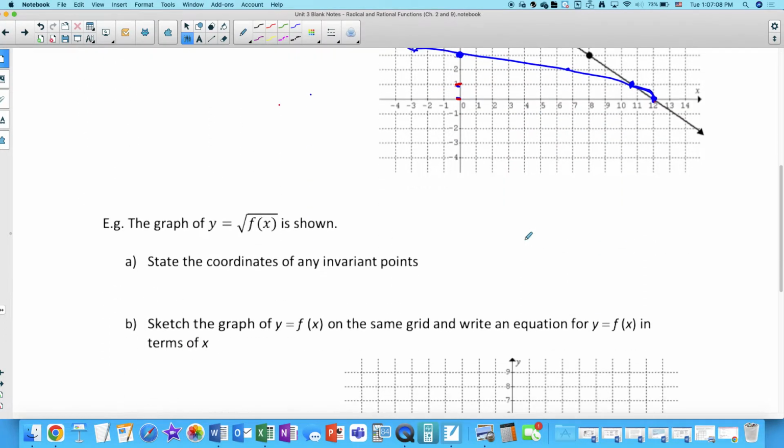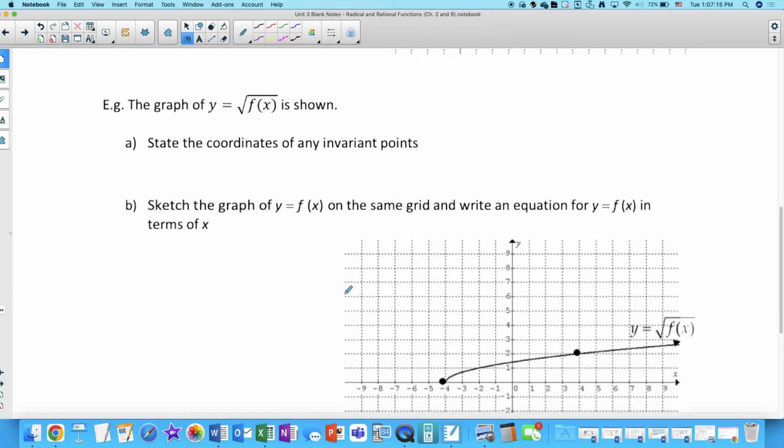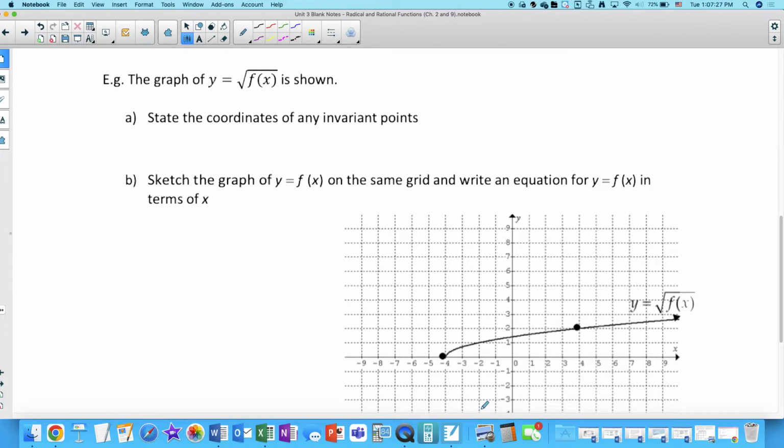Okay. So now we have another function, y equals square root of f of x. So we're given the radical function here. And now we actually want to create the original. That's kind of the direction that we're going in. Okay? So first, let's talk about the invariant points. What are the invariant points? What will the invariant points be once we graph the original? Yeah, negative 4, 0. Yes. And negative 2, 1.